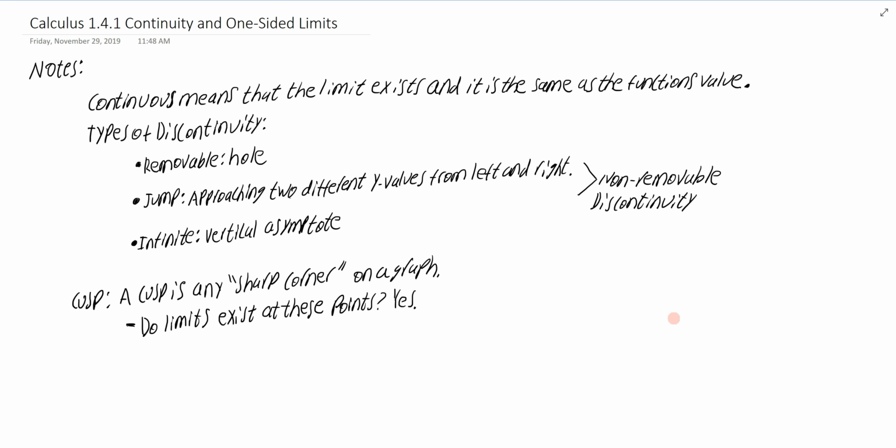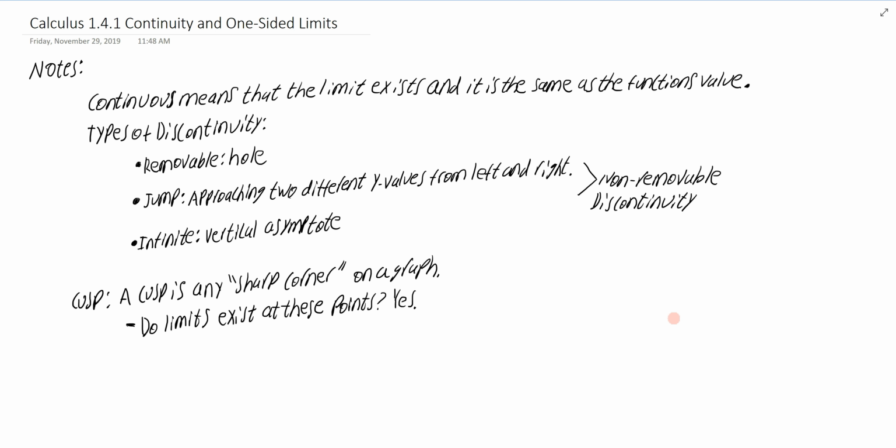Now, the last thing I want to address here is cusps. A cusp is any sharp corner on a graph. A sharp corner will generally occur when you have, let's say, a piecewise function, in which you have a parabola at, let's say, x = -1, and then also at -1, you have a linear line that's starting. And so there's a sharp corner that appears there. The key note of importance with the cusp is that limits do exist at these points.